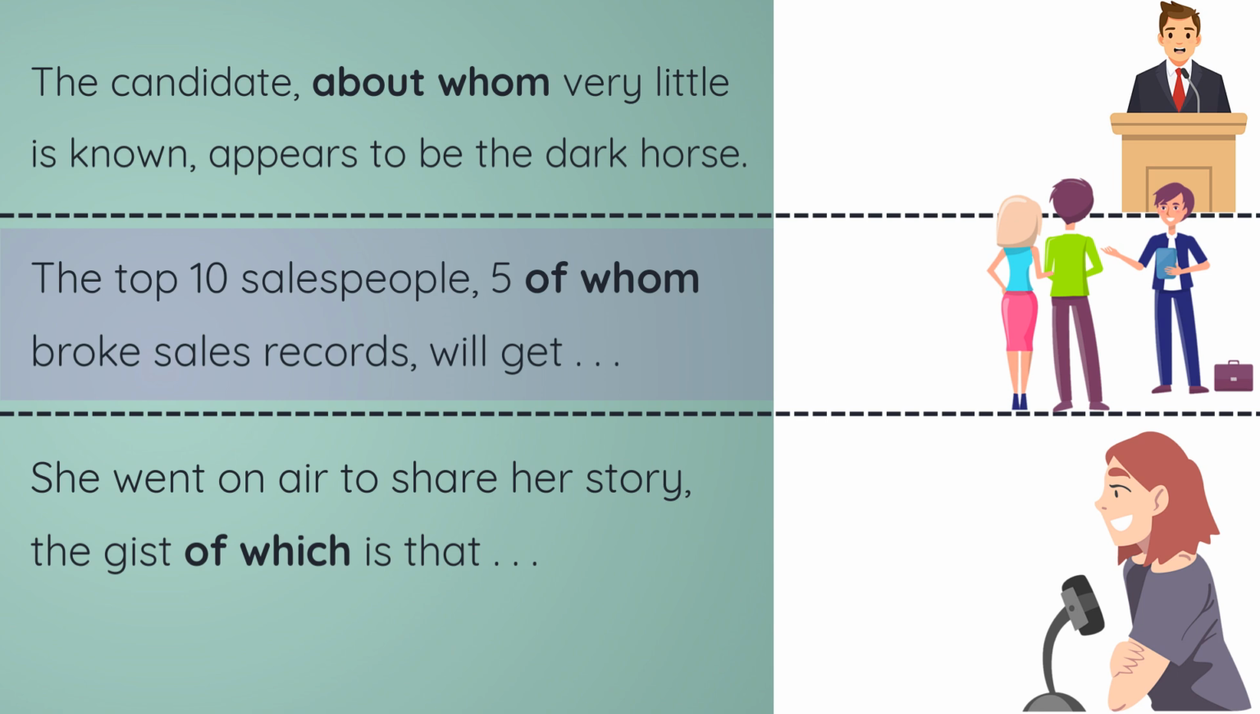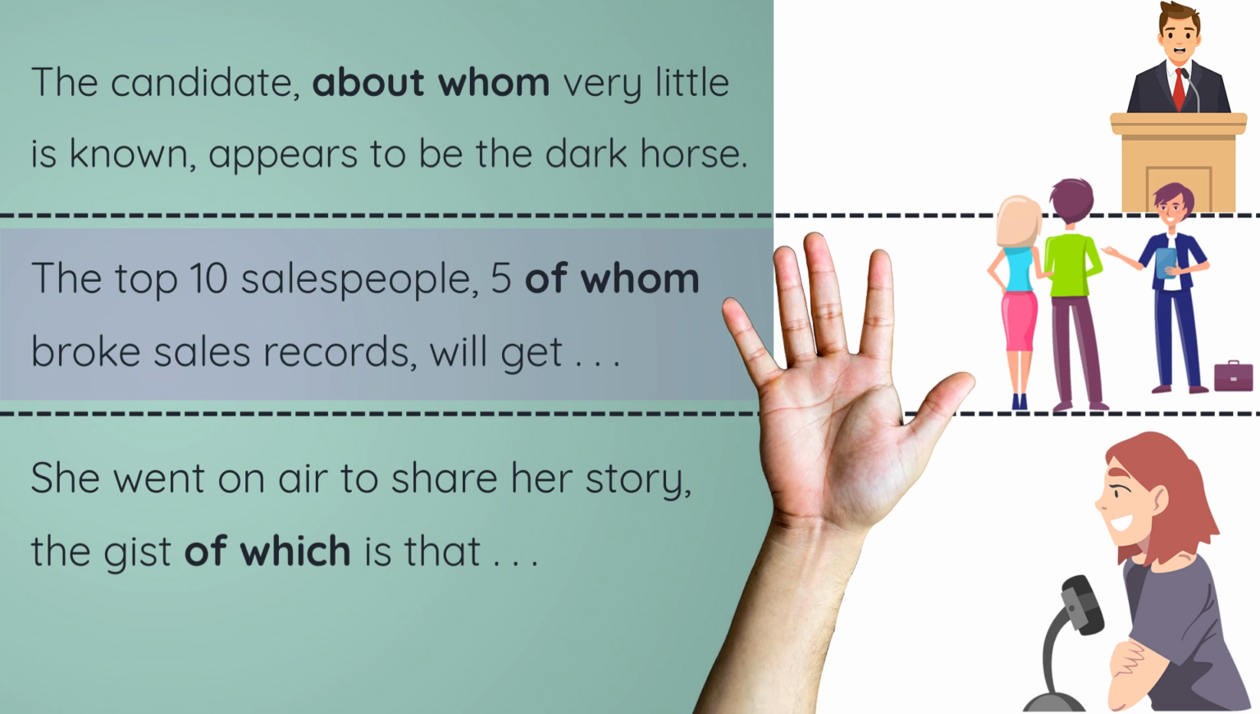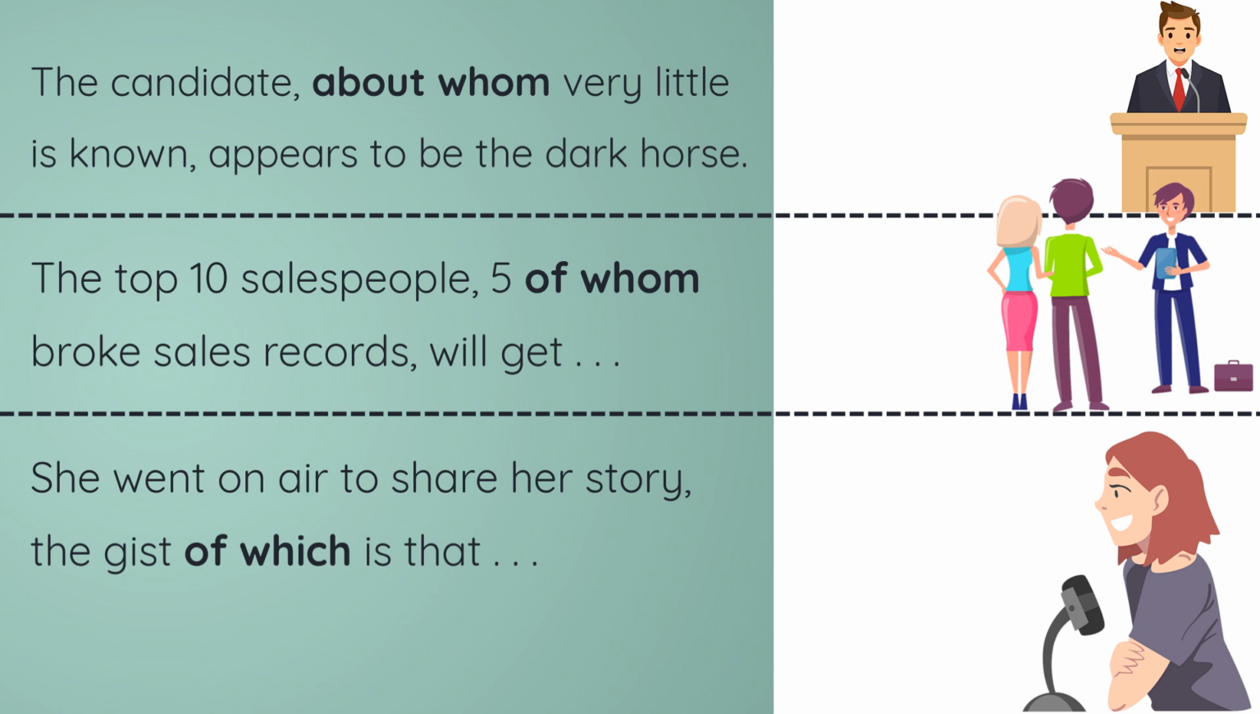Next example. The top 10 salespeople. Now, I have 10 people. 5 of these 10 people broke sales records. Okay, so the top 10 salespeople, 5 of whom, 5 of them, 5 of the salespeople broke sales records. Here is the subject of the clause. Here, this is the verb. 5 of whom, this is not the subject.